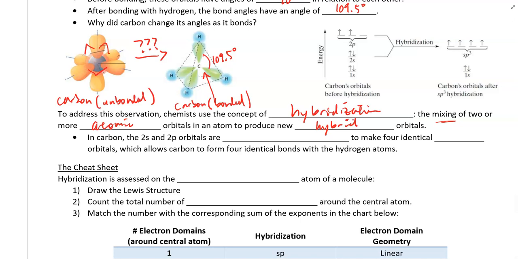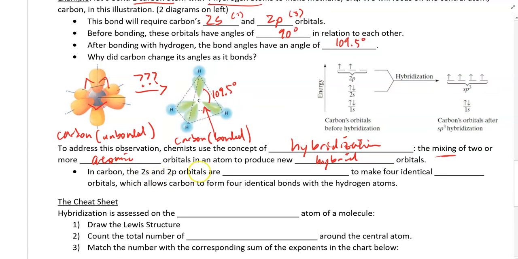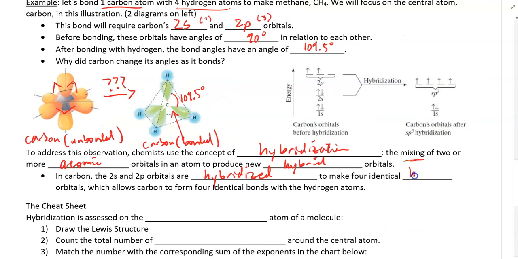So what does that mean? In carbon, the 2s and 2p orbitals are hybridized, making that hybridization into a verb form, to make 4 identical hybrid orbitals, which allow carbon to form 4 identical bonds with those hydrogen atoms. By the way, it's potentially confusing: hybridization and hydrogen have the same high sound at first, but they're not related at all. It just happens to have that same initial sound.